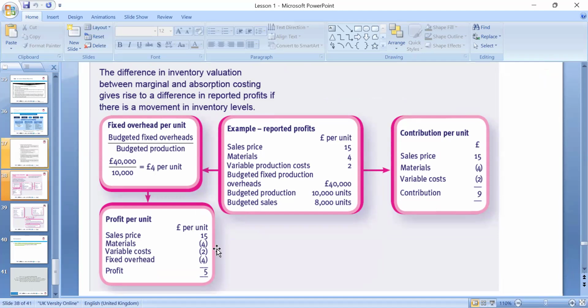But when we look at the marginal costing, sale is 15, material is 4, variable is 2. So contribution is £9 instead of £5. Then we minus the fixed cost of 40,000. So we say £9 times 8,000 units, and then in total we minus 40,000 as a fixed cost, and we can see under which method the profit is higher.